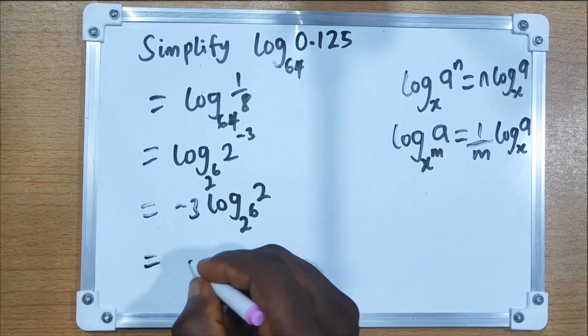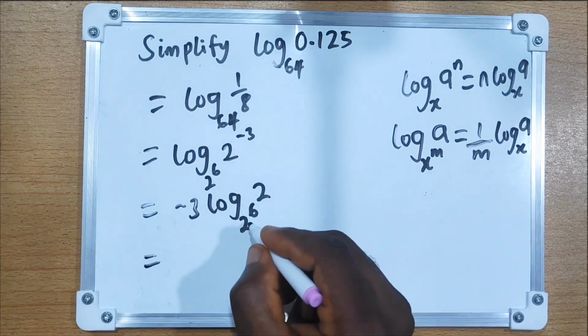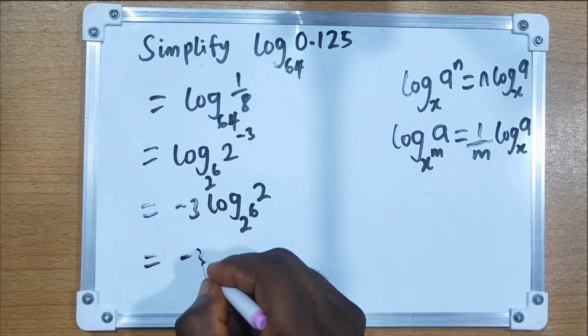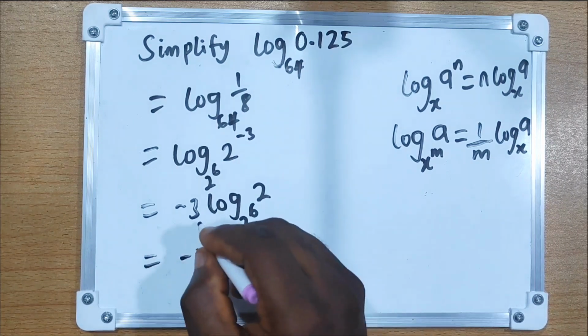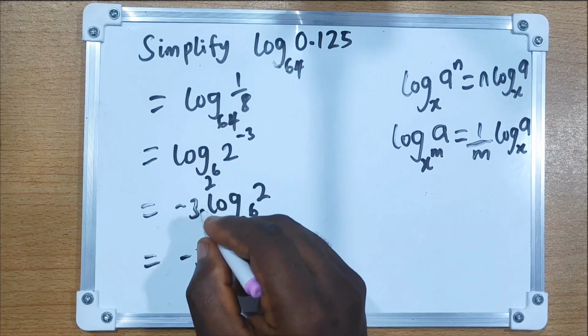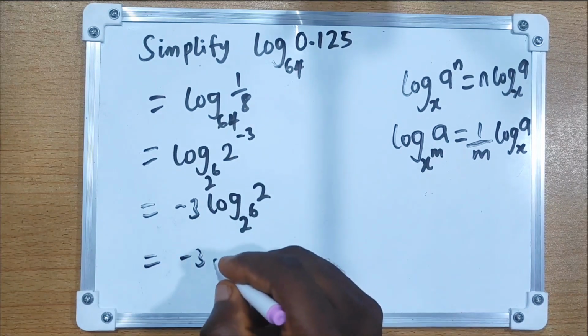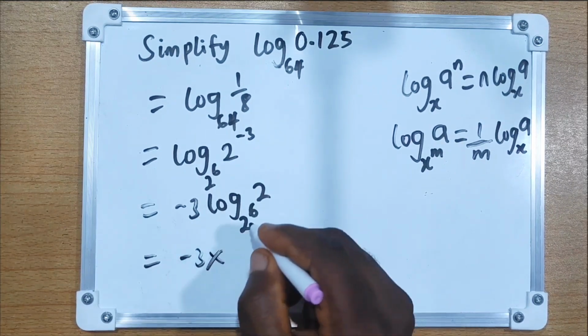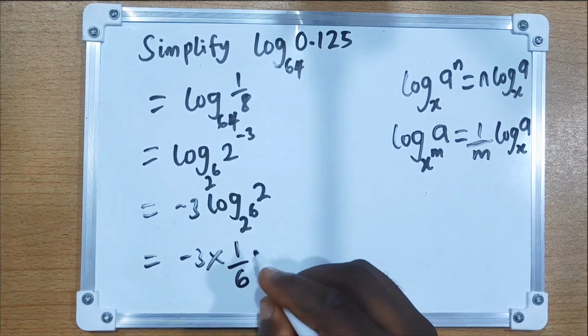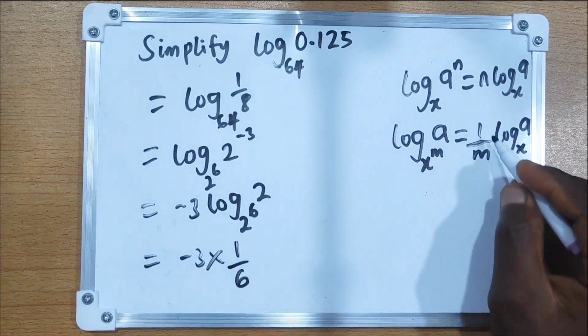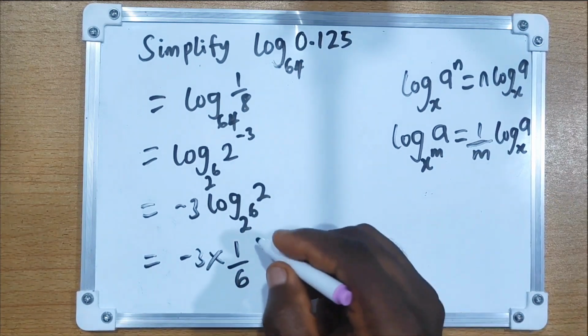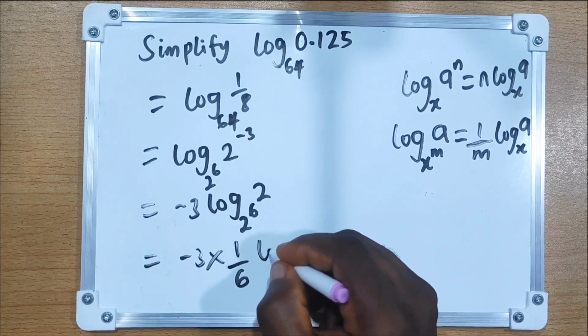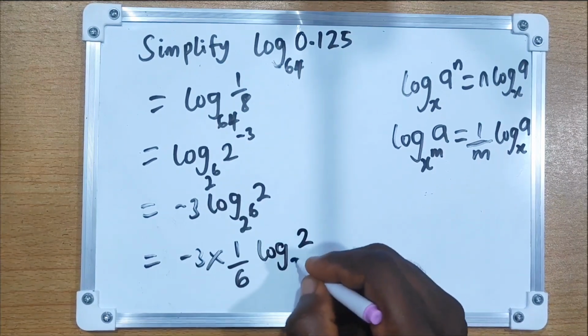This is the same thing as saying minus 3. Now I'm bringing this also to the same spot where I have minus 3, so I'm going to have to multiply it. I'll say times 1 over 6. Now this 1 over is as a result of this law that I've written here. Then I'm going to have log 2 to base 2.